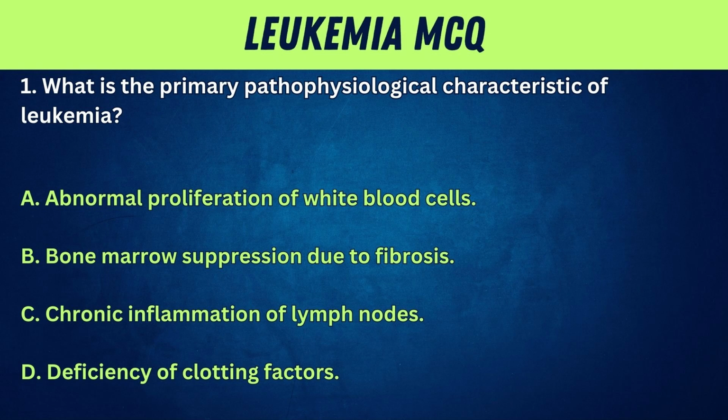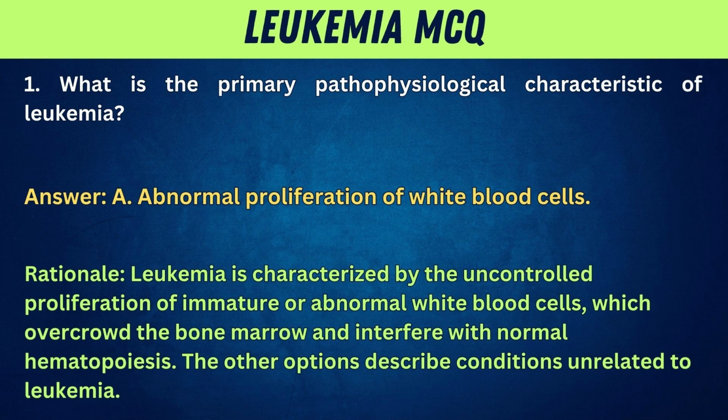1. What is the primary pathophysiological characteristic of leukemia? A. Abnormal proliferation of white blood cells. B. Bone marrow suppression due to fibrosis. C. Chronic inflammation of lymph nodes. D. Deficiency of clotting factors. Answer: A. Abnormal proliferation of white blood cells.